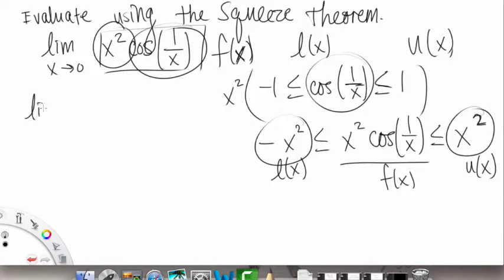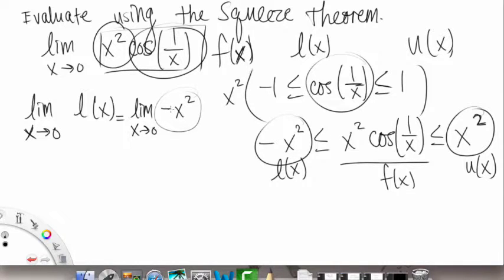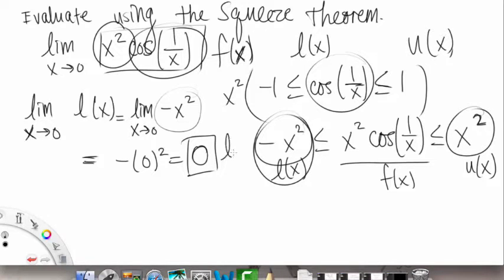So we're going to analyze what happens to the boundary functions, as I'm going to call them. As x goes to 0 of L of x, let's see what happens there. This is equal to the limit as x goes to 0 of negative x squared. That is continuous at x equals 0, so all we have to do is direct substitution. That would be negative 0 squared, so that's just going to be 0. So we know that the limit of the lower function is going to be 0. Keep that in mind. This is our L of x.